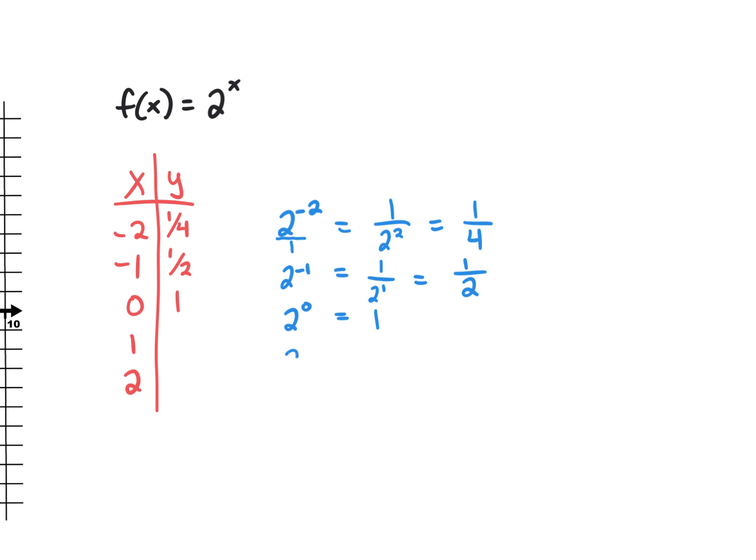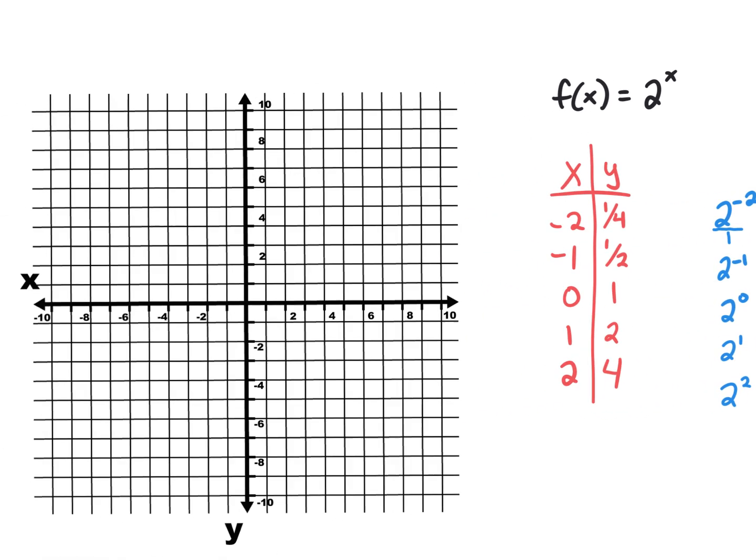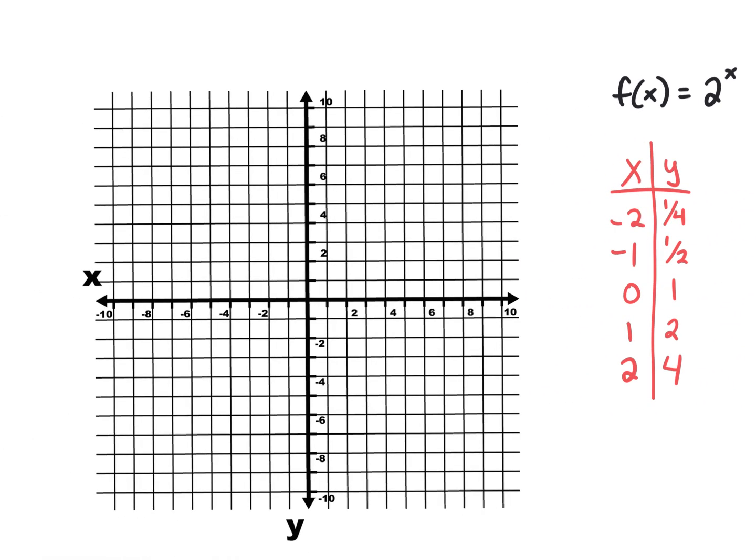Now we're moving on. 2 to the 1st. Do I have to flip or do anything with this? Nope. What's 2 to the 1st power? 2. And then 2 to the 2nd power is 4. Do you agree our table's filled out? Let's go graph those values now. -2, 1/4, we barely go above that axis. -1, 1/2. And then 0, 1, 1, 2, and 2, 4.